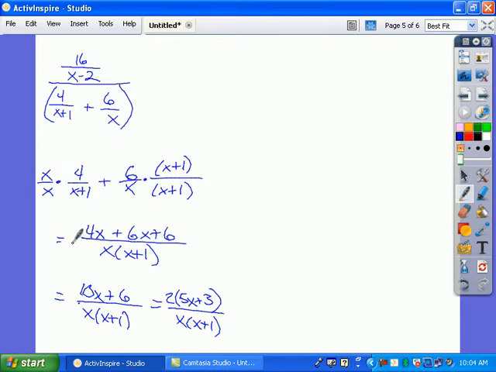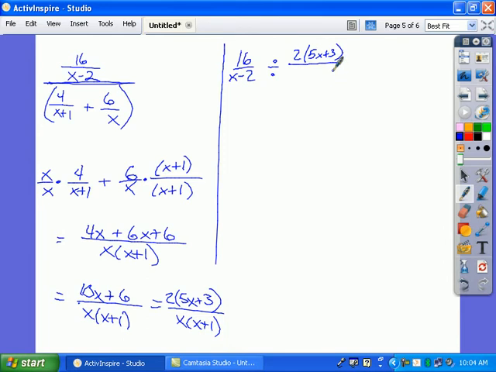And the reason we want to do that now is because I can think of this problem as a big division problem. And so we can rewrite it, and we can go 16 over x minus 2 divided by this guy, which is 2 times 5x plus 3 all over x plus 1. And now, how do we divide two fractions? Flip the second and multiply.